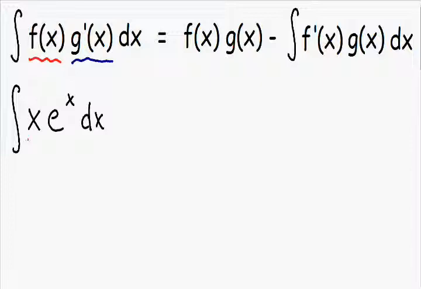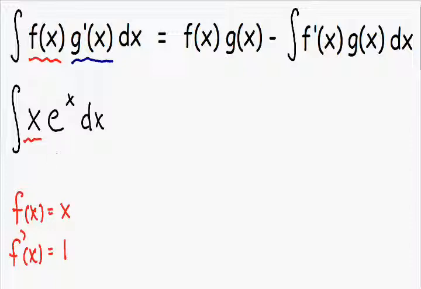Let's say that we picked x to be our f of x. So f of x is equal to x. The derivative of this needs to be simpler, so let's take the derivative. Our f prime of x is equal to the derivative of x, which is just 1. And 1 is certainly simpler than x, so that's a good indication that we have chosen the correct f of x.